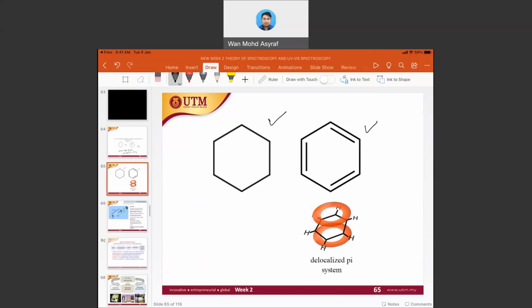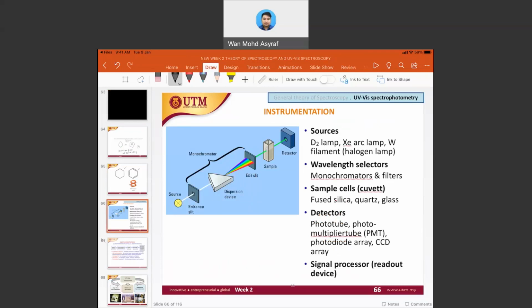Okay, so now we'll be coming into the second part of the chapter, which is UV spectrometry. This is the first instrument that you will learn throughout this semester. So the first instrument is UV spectrometry.